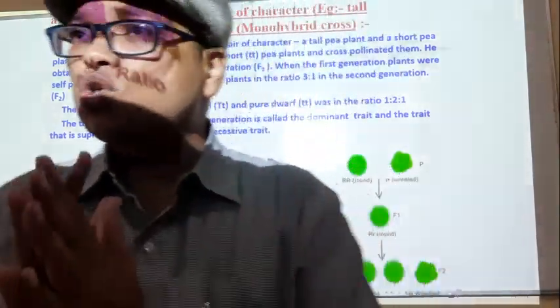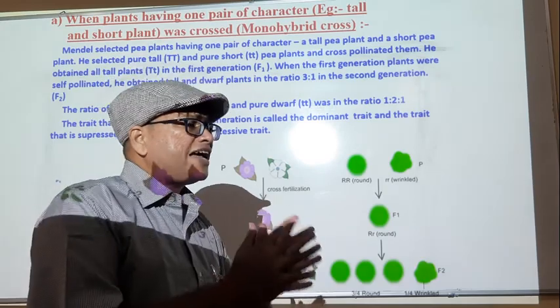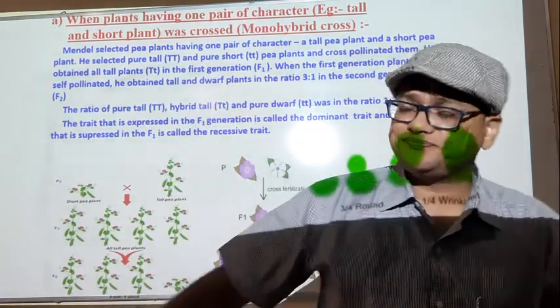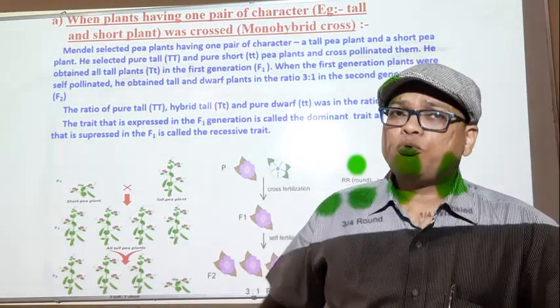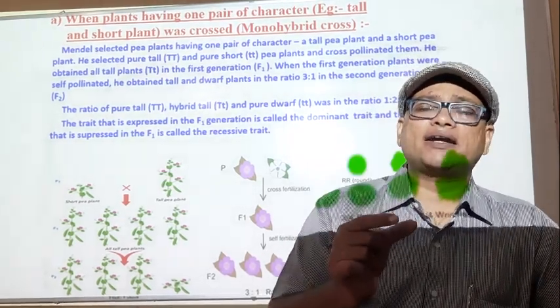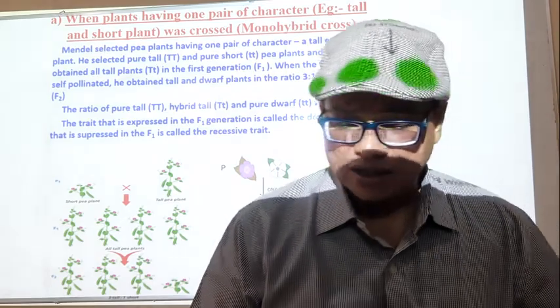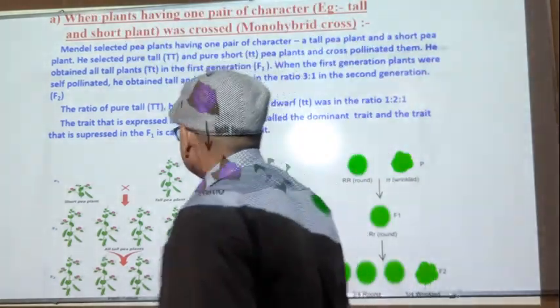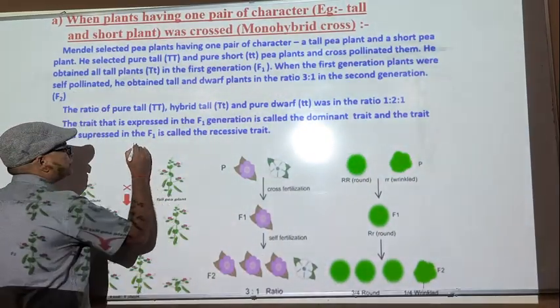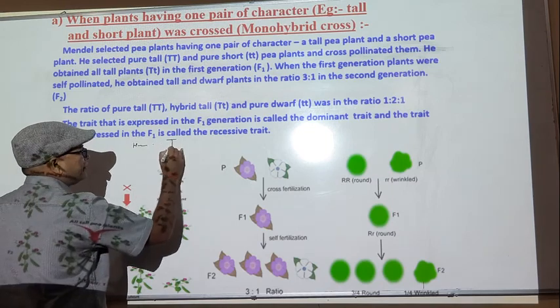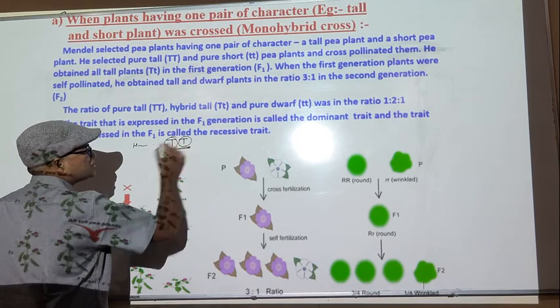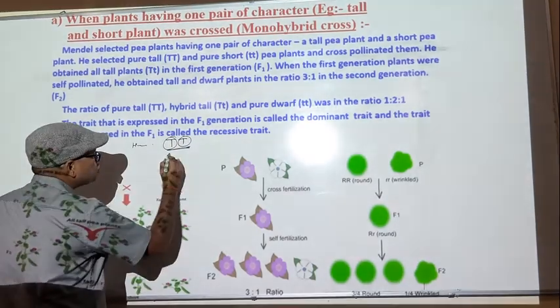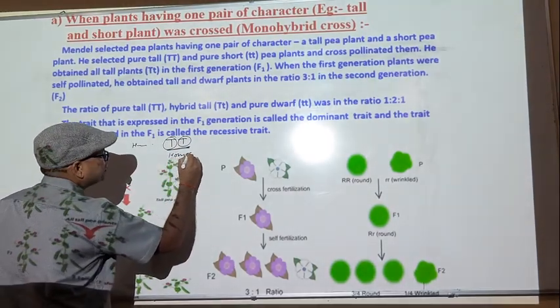It means when two homozygous plants are crossed together. Homozygous means purebred. It means both the alleles of a particular character are similar. If we take the height of the plant, then capital T and capital T, both are similar alleles. So it is called homozygous.